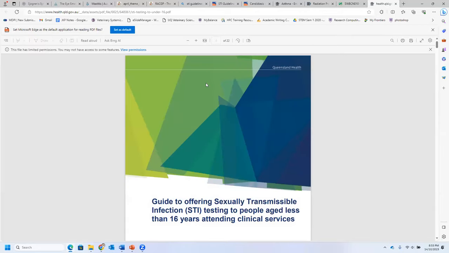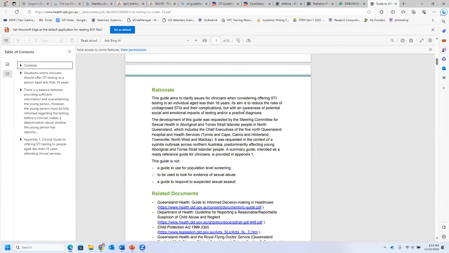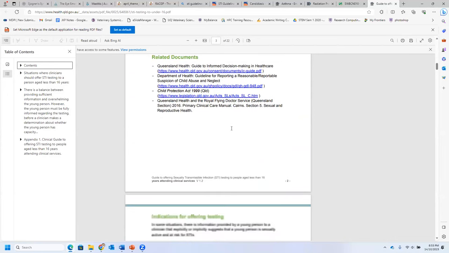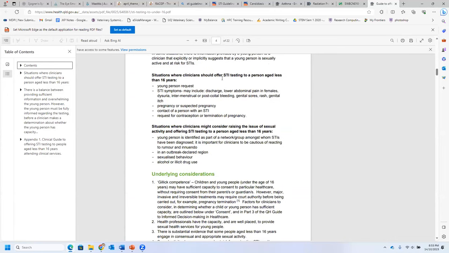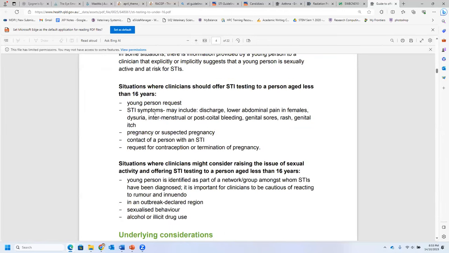Cervical screening starts at 25 years of age, or if the patient before 25 years had sexual intercourse, then you can give them once cervical screening and then offer them afterwards from 25 years. So situations where clinicians should offer STI testing to a person aged less than 16: when a young patient requests that, when they have STI symptoms, when they have pregnancy or suspected pregnancy, contact of a person with STI, request for contraception or termination of the pregnancy. All right.